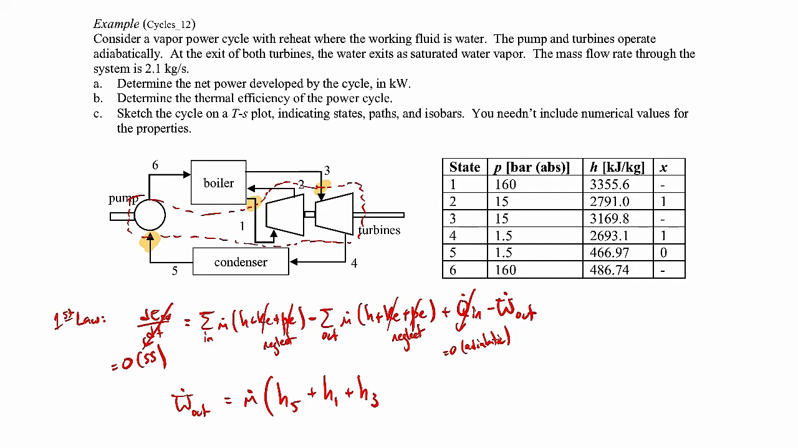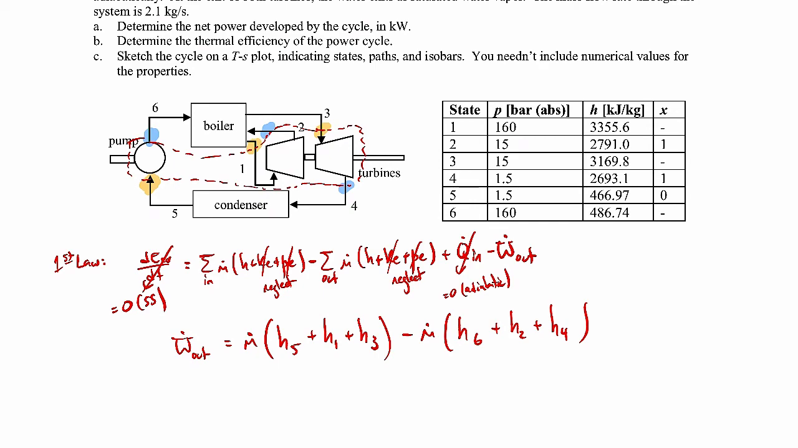So these are all the ins, and then we have the outs. It's the same mass flow rate going out. The outlets I'll mark in a bluish highlighter. It's going out at state 6, at state 2, and at state 4. So we'll include those. Again, just to mark this is the in, and these are the outs.